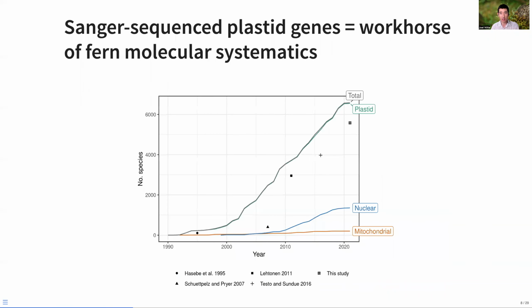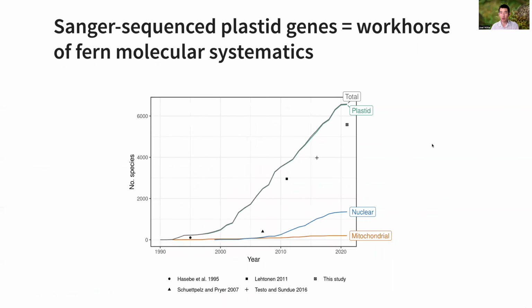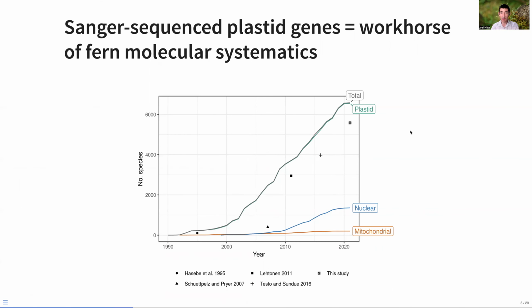Another important thing to understand about ferns before proceeding further is that for the past 30 years or so, Sanger sequenced plastid genes have really been the workhorse of fern molecular systematics. And you can see that in this chart, which shows the number of fern species in GenBank by the genomic compartment of the sequences. So we can see that the total number of species is almost completely represented by plastid sequences. So plastid sequences are going to be our data of choice when it comes to building a maximally sampled fern tree.